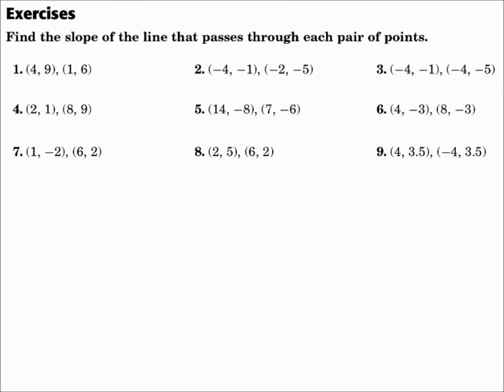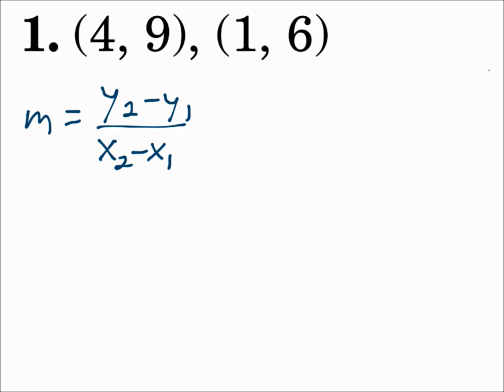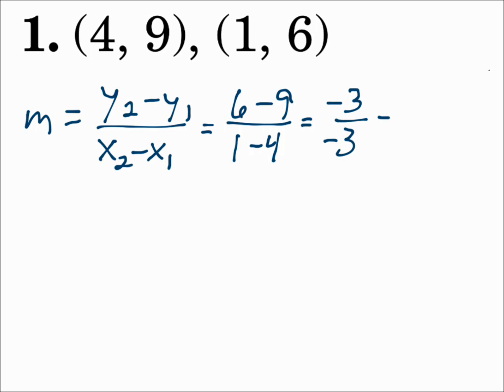Find the slope of the line that passes through each pair of points. Number 1, (4, 9) and (1, 6). Use the slope formula. y2 is 6, y1 is 9, x2 is 1, x1 is 4. That's negative 3 divided by negative 3, which is 1. Use the slope formula, substitute your values in, and simplify it.